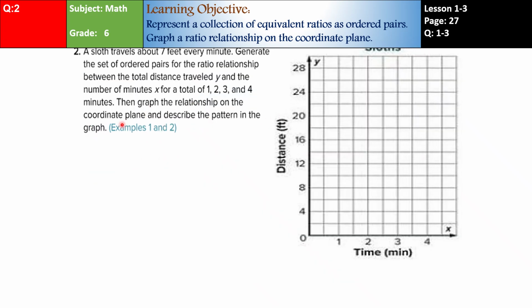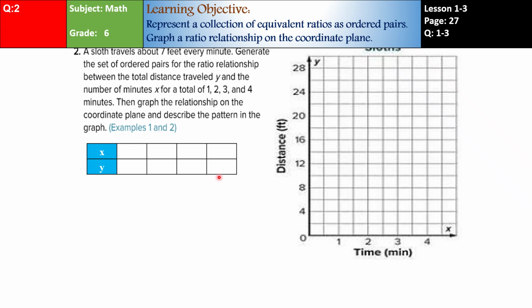This question is similar to the last question. Here it is 7 feet every minute. So you can write the multiples of 7: 7 times 1 is 7, then 14, 21 and 28. You can plot them and then you can describe them.